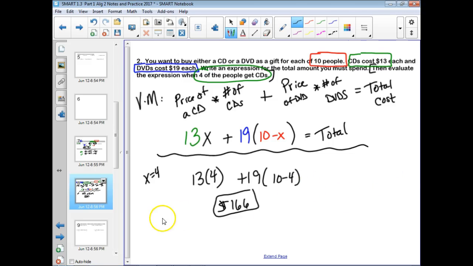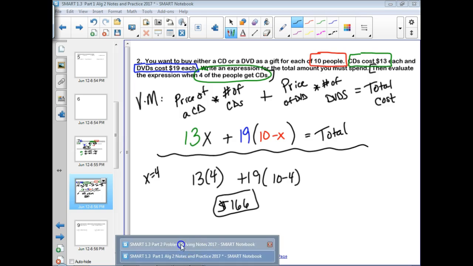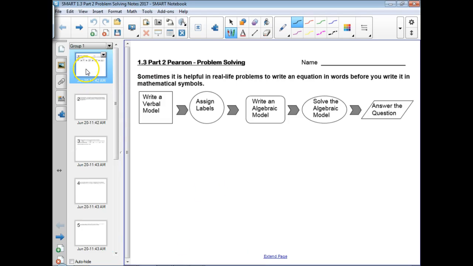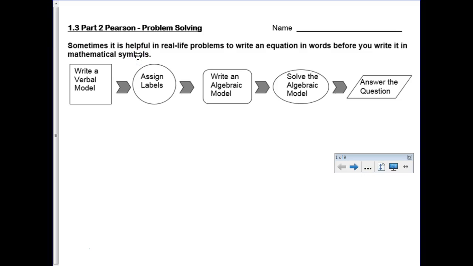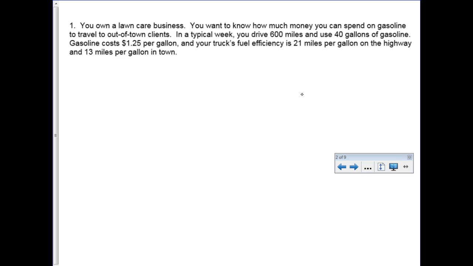All right, let me move to my next file. So 1.3 part 2 is all about story problems. And it starts here with the path. So we're going to write a verbal model. The assigning labels part I kind of skip over, so you don't have to worry about that part. We're going to then write an algebraic model, which is using variables and numbers from the problem. And then if we can solve, we're going to solve, and sometimes it requires us to write a sentence.